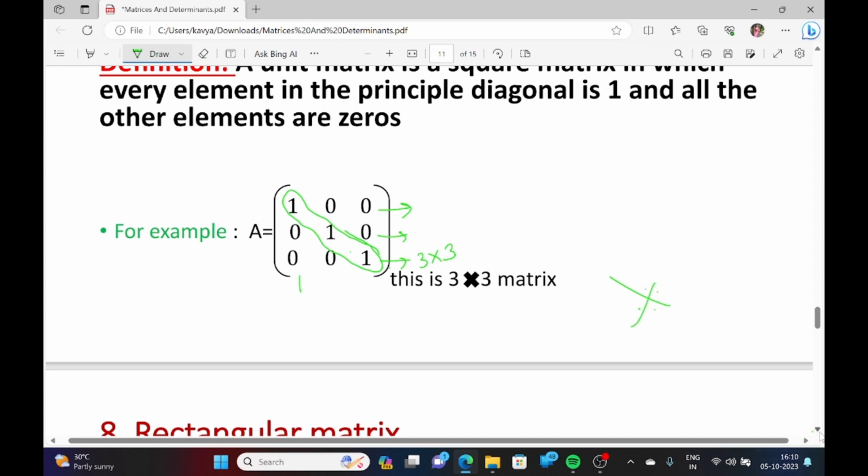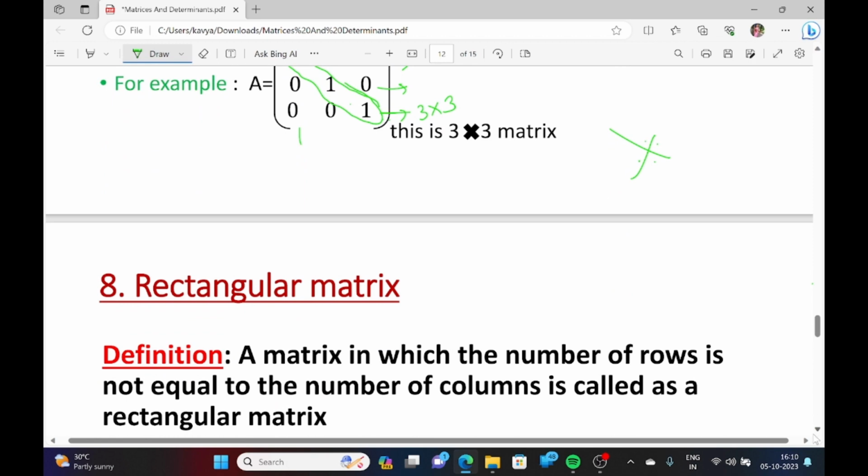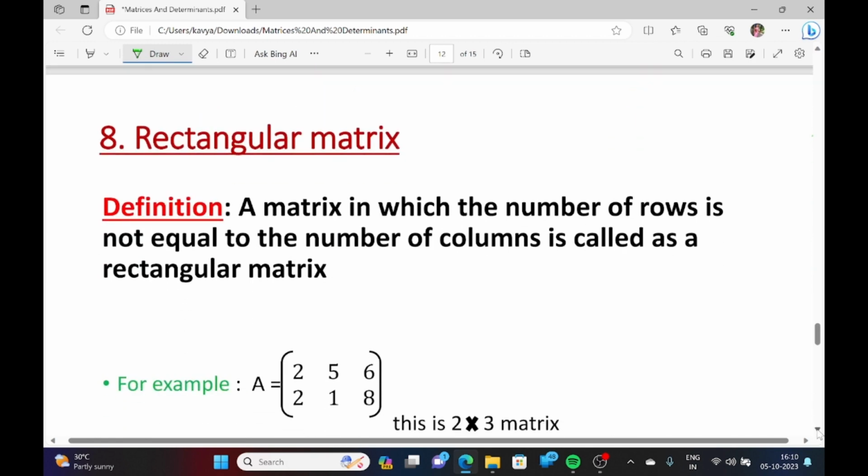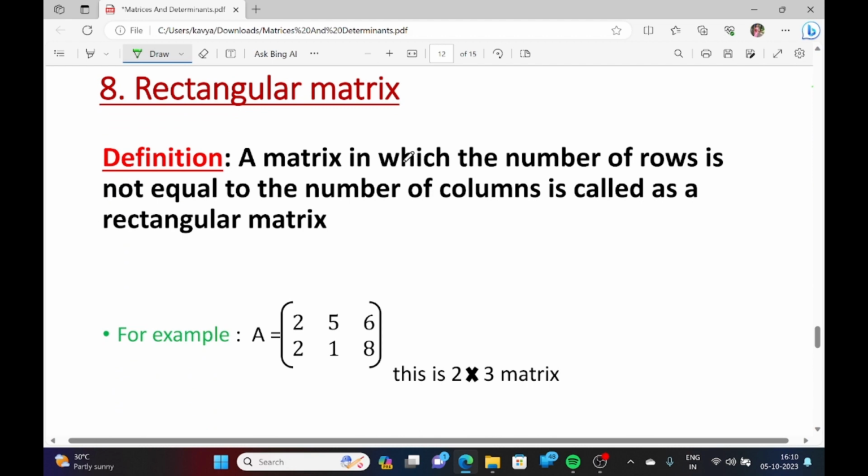Okay, next, rectangular matrix. Rectangular matrix is very very easy. That is a matrix in which the number of rows is not equal to the number of columns. What is the number of rows here? 1 and 2. Two rows are there and 3 columns are there. And then what is the order of this matrix? That is 2 cross 3. That means 2 is not equal to 3. That means rows are not equal to columns. This is called a rectangular matrix.